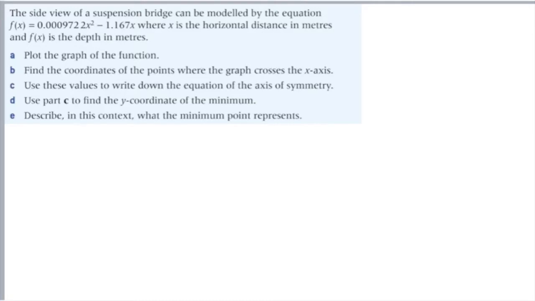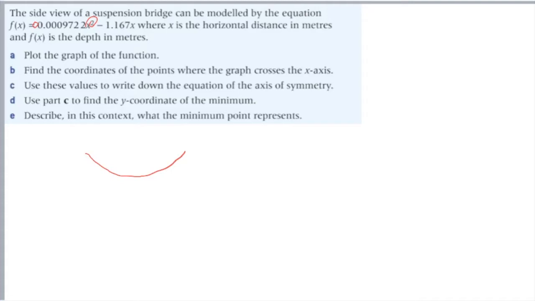We've got the side view of a suspension bridge that can be modeled by the equation f of x equals, and you've got your squared here, so we know it's a quadratic. Another thing I want you to notice is that the coefficient of the x squared here is positive, which means it's going to have kind of a normal curve like that. It says x is horizontal distance in meters, and f of x is the depth in meters.